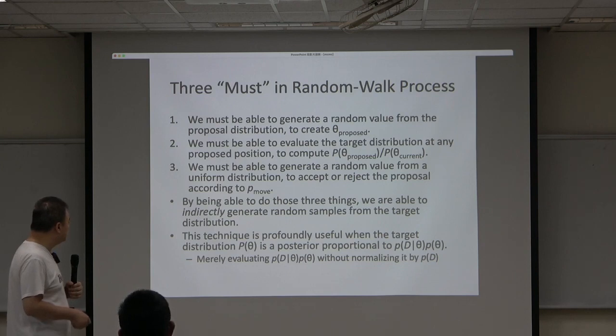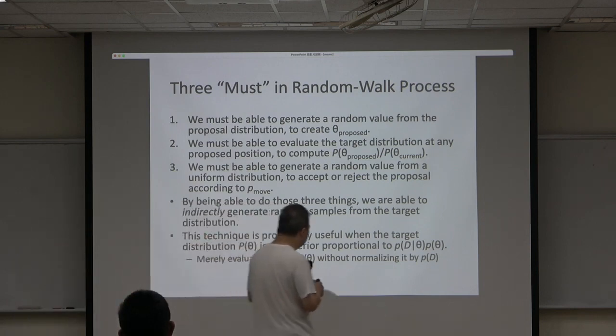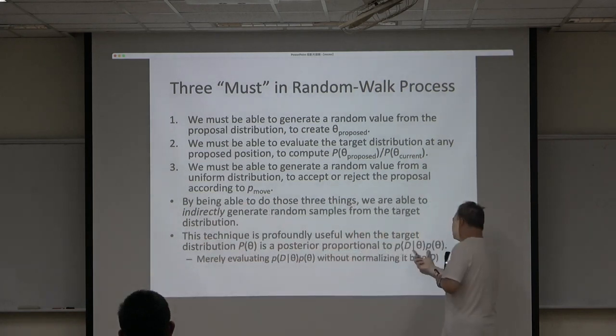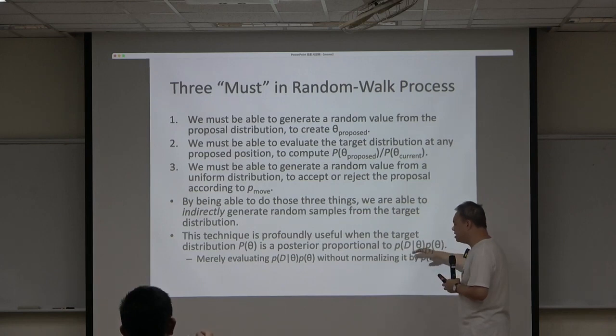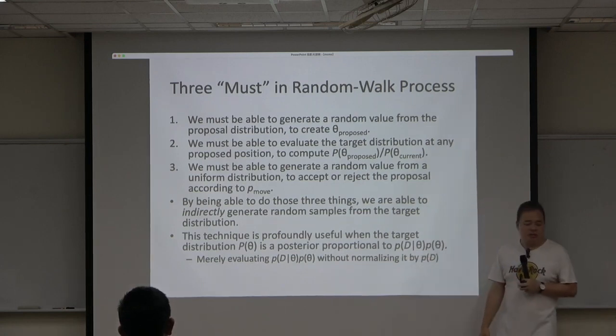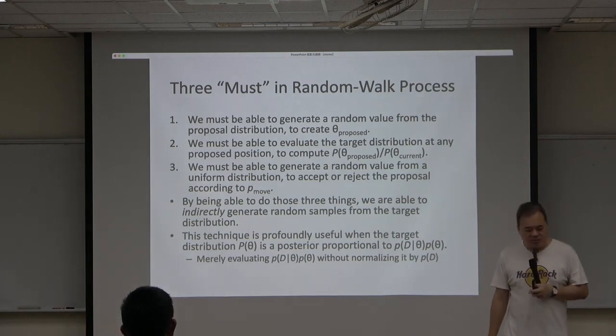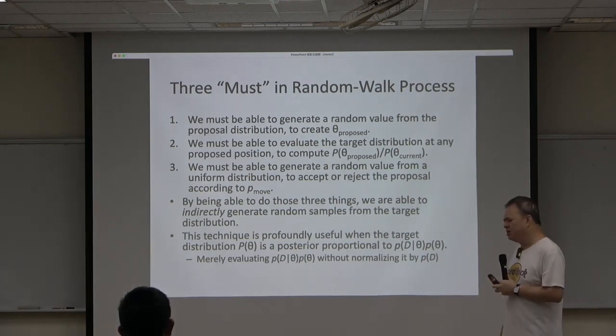For our purpose, to generate the posterior distribution, we can use P of D conditional on theta times P of theta. In other words, this is the likelihood and this is the prior. The prior multiplied by the likelihood. Normally, in order to get the posterior, you need to divide this term by P of D. But the P of D, the denominator, is the issue, right? The issue is that we have to do an integral to get P of D.